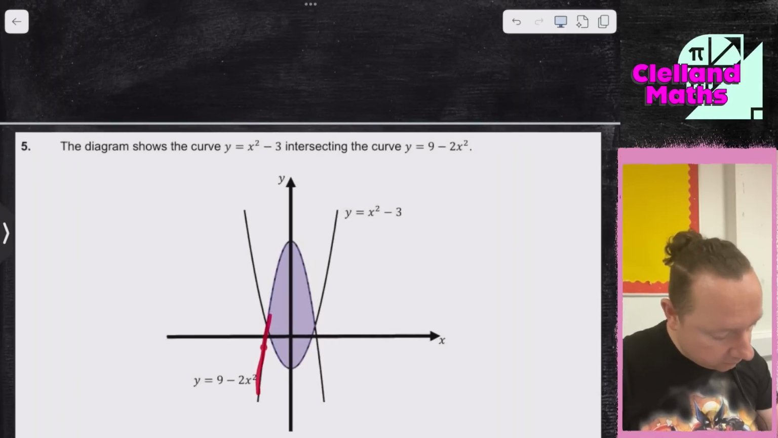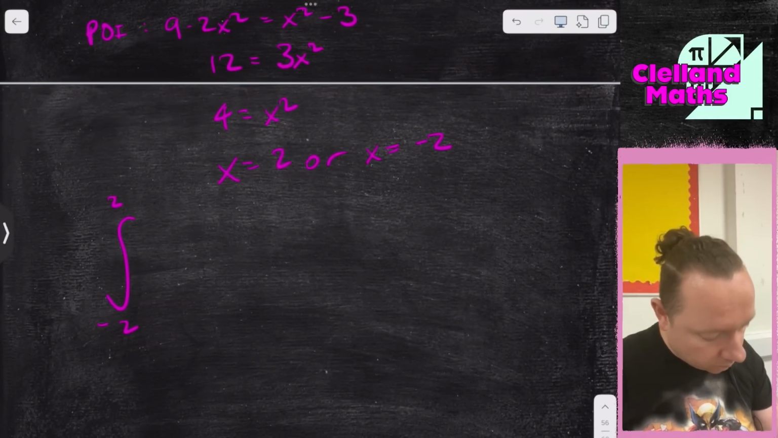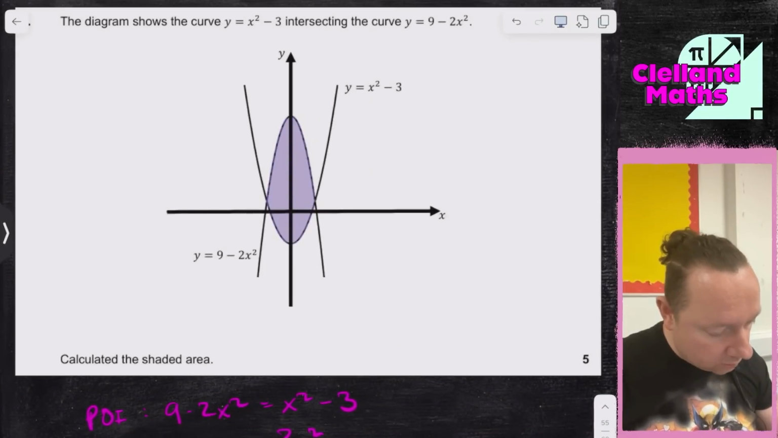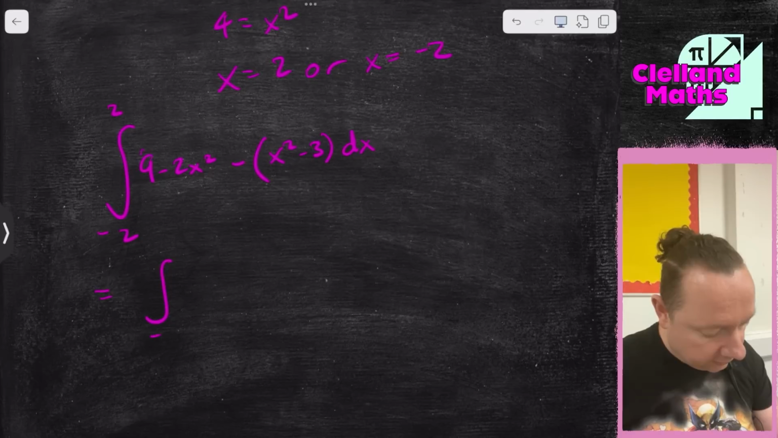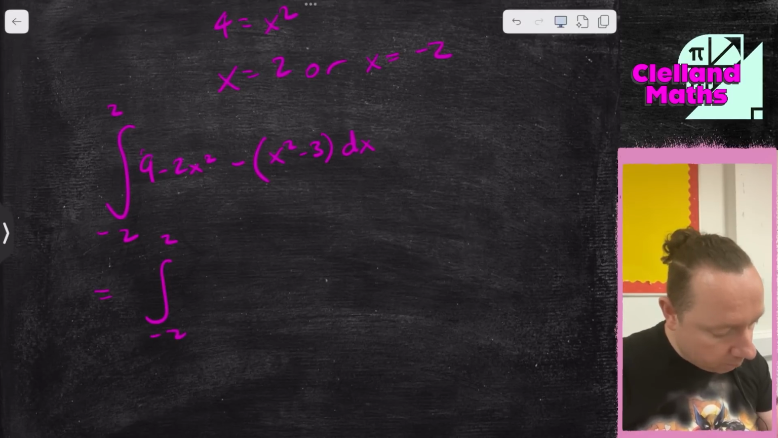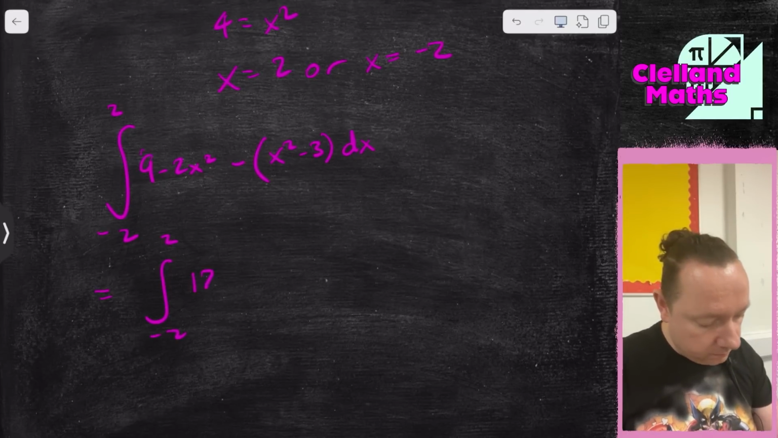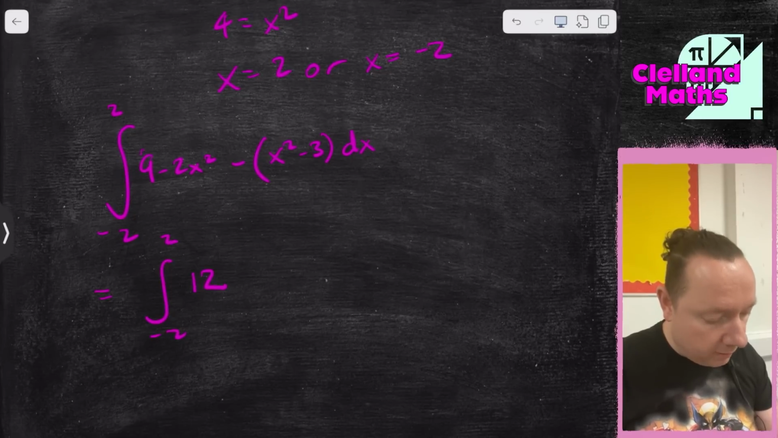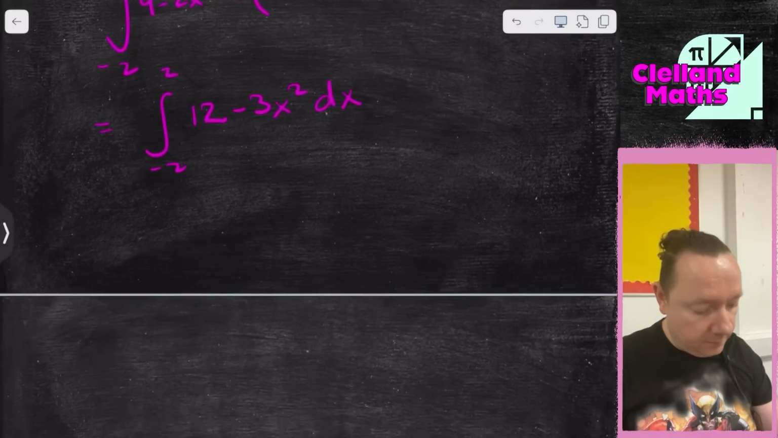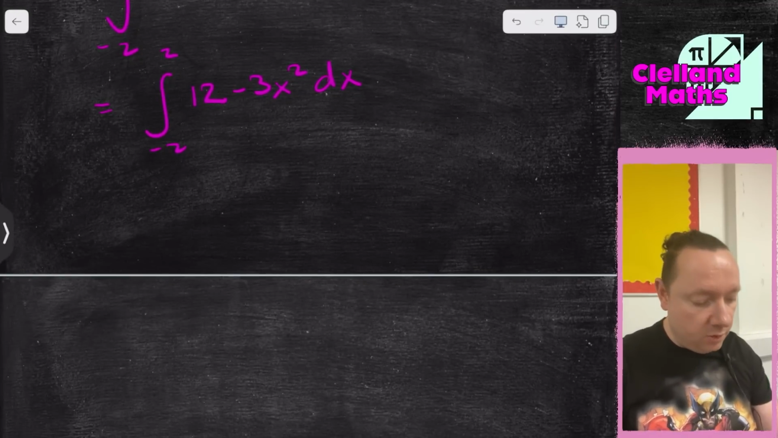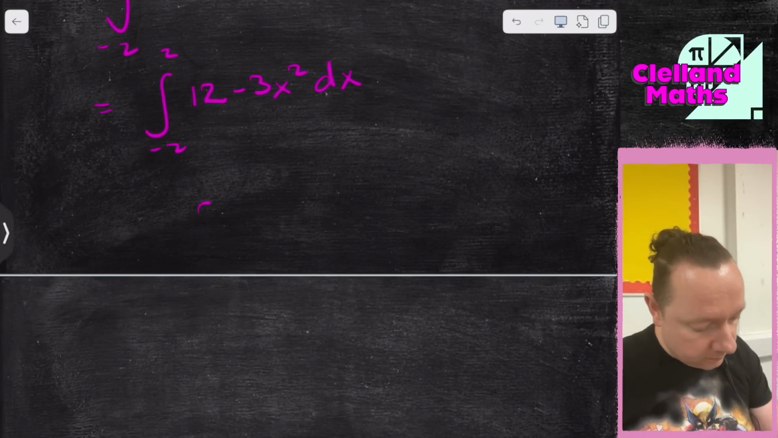and then it's the integral between minus 2 and 2 then of the upper curve, which is 9 minus 2x squared, take away the lower curve, which is x squared minus 3, so I'll put that in brackets because I'm taking the whole thing away, dx. So then we'll fix that before we even integrate. We've got 9 minus minus 3 is 12. We've got minus 2x squared minus x squared is minus 3x squared dx. And now we can integrate. So integrate means add 1 to the power, divide by the new power. So 12 becomes 12x.